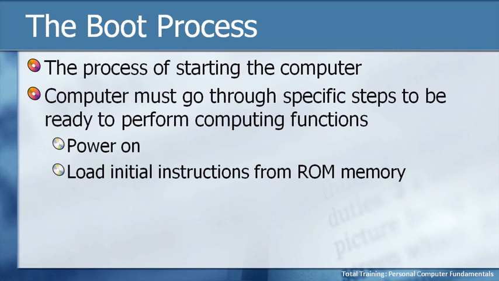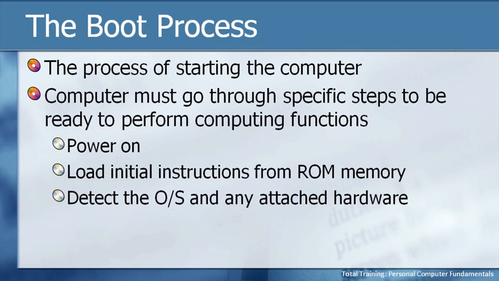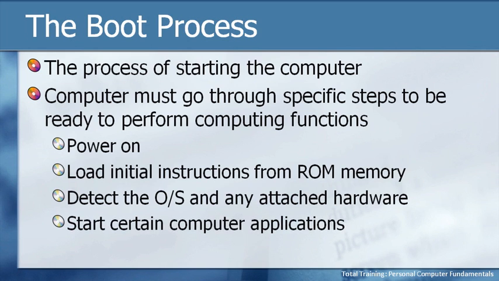The computer will load initial instructions from the ROM memory, detect the operating system and any attached hardware, start certain computer applications that it needs in order to get ready to work, and then you're all ready to go. Now this, of course, is a simplified explanation of what goes on. It can be very, very detailed, but for our purposes, we can narrow it down to these four things. Powering it on, loading initial instructions from ROM, detect the operating system and hardware, and then start certain computer applications.